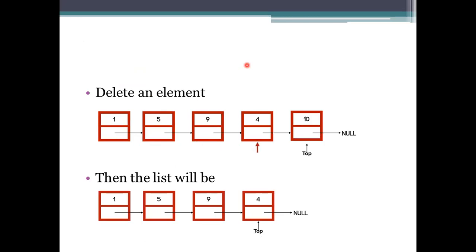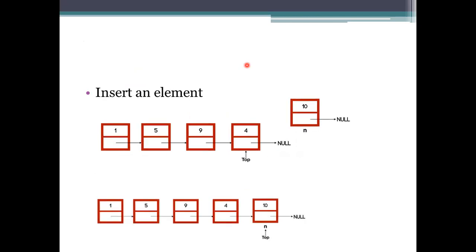Deletion of an element makes the pointer move. Here we deleted the 10th element, so we should update the pointer, that is, update the top value. We update it to 4 and make the connection to that one. After the deletion, the values will be 1, 5, 9, 4.